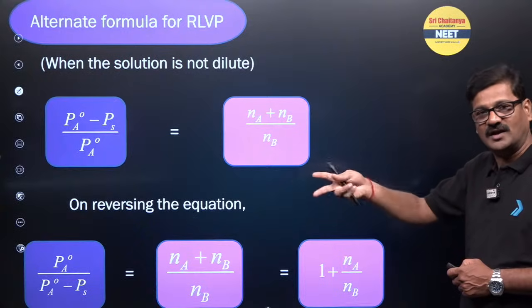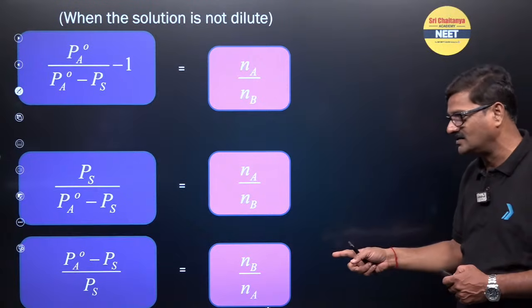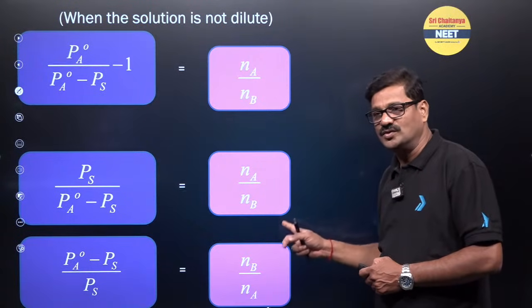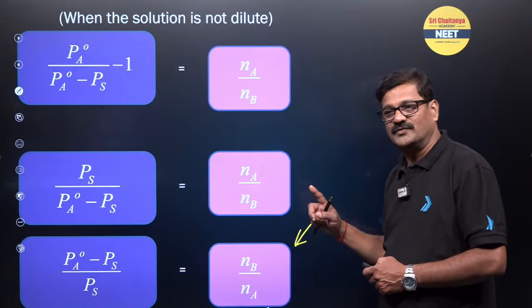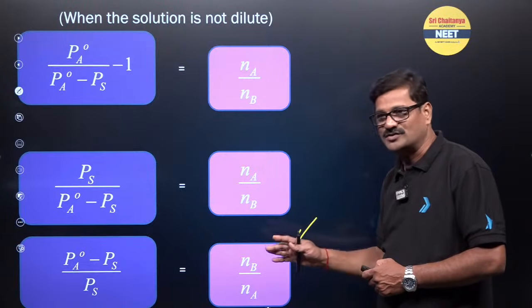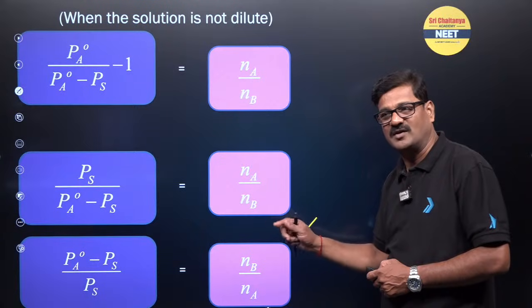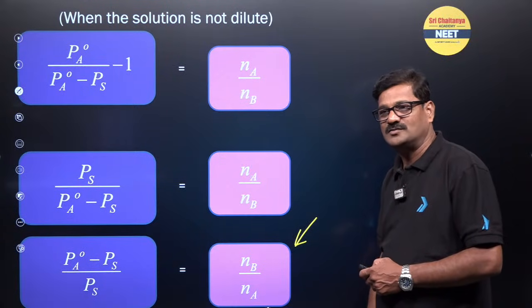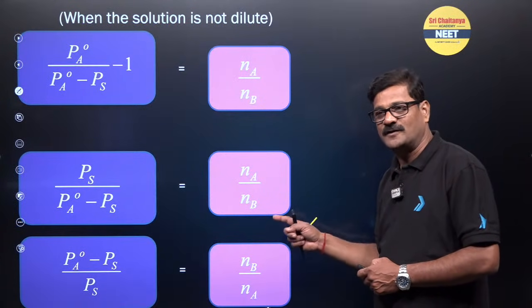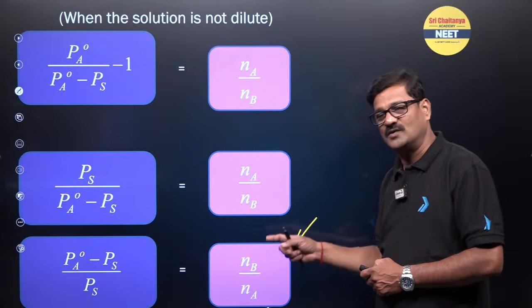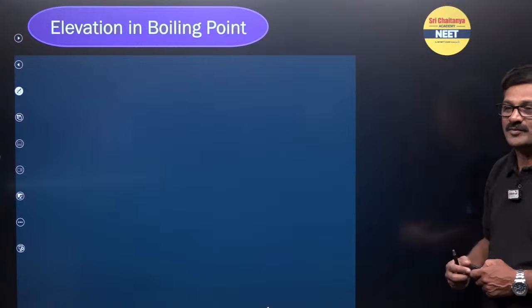Just inverting and deriving a little, whenever you want to calculate the molecular mass, you use this formula, and this can be used for a dilute solution, very dilute solution, whatever the condition. So it is (P naught minus Ps) upon Ps is equal to NB upon NA. Any doubt? This is super important. Only one thing I want to say here: whenever you want to calculate the molecular mass of the solute, you can directly use this.